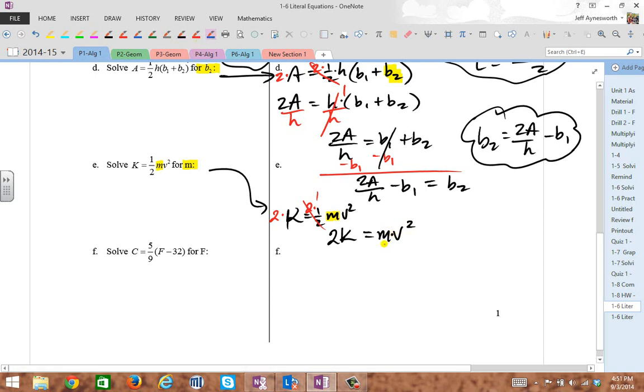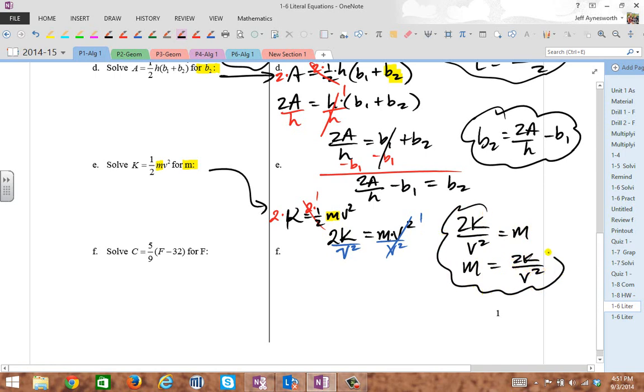So using the inverse function, we divide by m. Scratch that. Divide by v squared. Divide by v squared here. And simplify a little bit here. V squared divided by itself is 1. And you get 2k divided by v squared equals m. Or if you want to switch sides, m equals 2k divided by v squared. Either one's acceptable. Same thing.